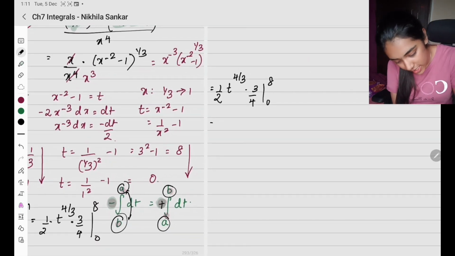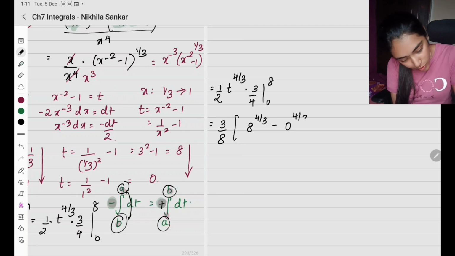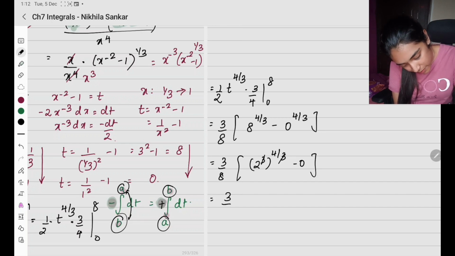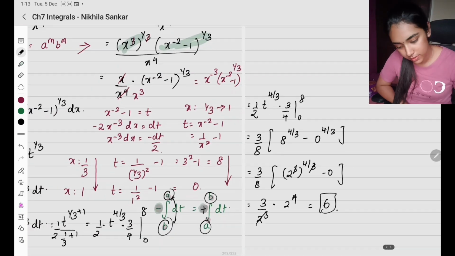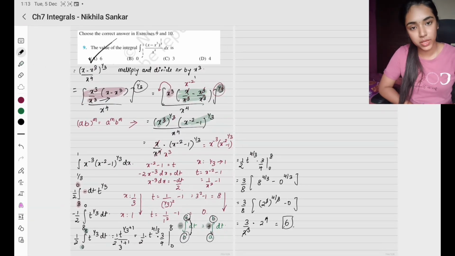When I solve this, I have 3 divided by 8 times the bracket of 8 to the power 4 by 3 minus 0 to the power 4 by 3. Upper limit minus lower limit. So 3 by 8 times this, I can write as 2 cube to the power 4 by 3 minus 0. Here the 3 cancels. I have 3 divided by 8, which is 2 cube, times 2 to the power 4. So this gets cancelled. I have 3 twos are 6. Okay. Please copy. So this is my answer. Option A. Okay.